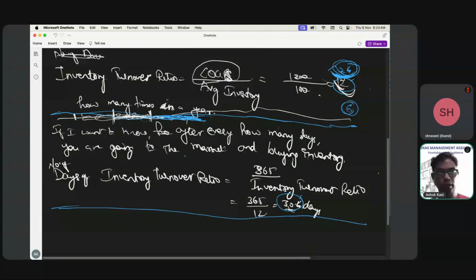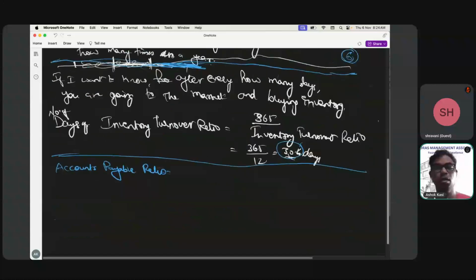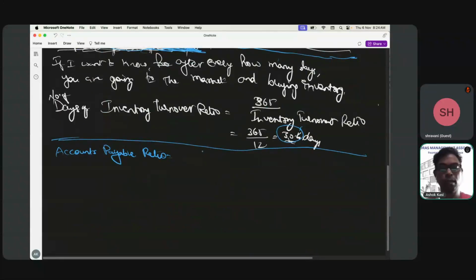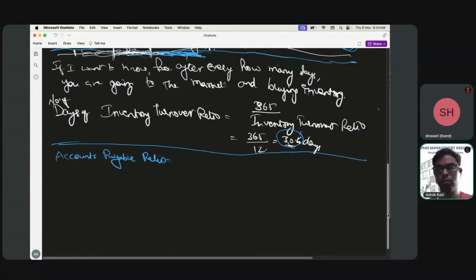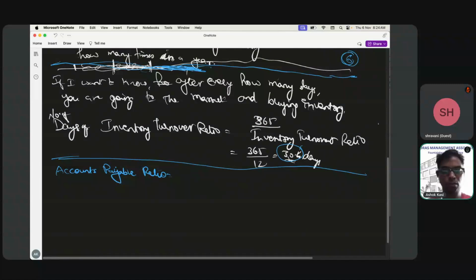Okay, this is also fine, same logic. Now we have to apply for days of inventory turnover, then accounts payable ratio. No, accounts receivable ratio we'll do first.